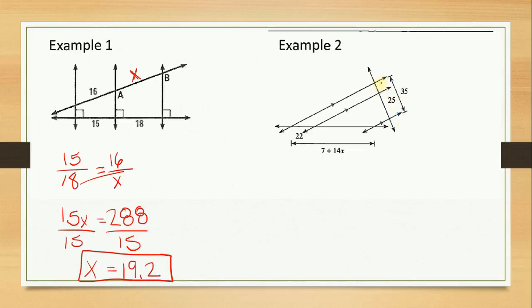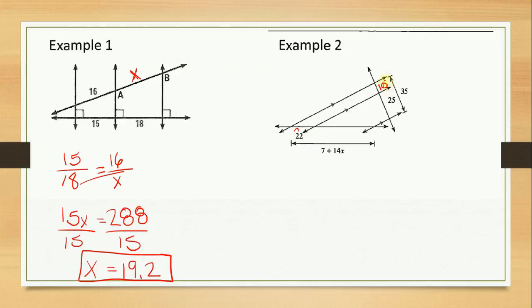One thing I noticed, this little piece right here, the full side's 35, but I already have 25 of it. So this little piece has to be 10, right? Because 10 plus 25 gives me 35. 22 has got to relate to here. Then I got the full length, which I could find what this side is, but it's going to be kind of gross. It's going to be 7 plus 14x minus 22. Ugh, that's kind of gross.